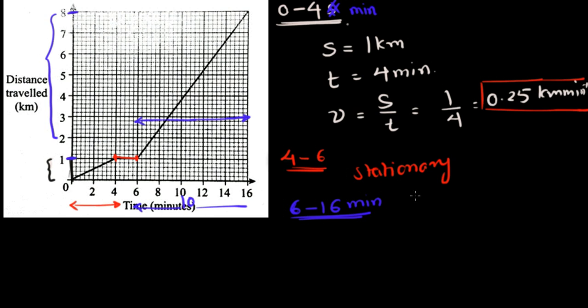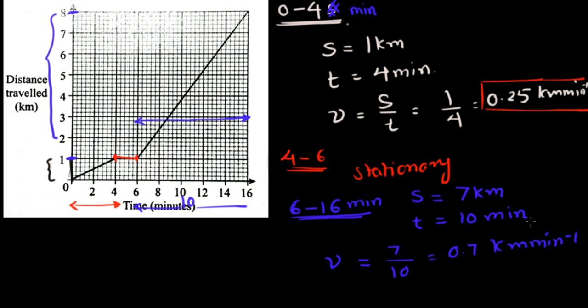Alright, 6 to 16 minutes. I'll again say that the distance that it travels is 7 kilometers. The time that it takes is from 6 to 16, that makes it 10 minutes. So if I calculate velocity, it should be 7 over 10, which happens to be 0.7 kilometer per minute. Okay, so now you got another number here, which is 0.7.